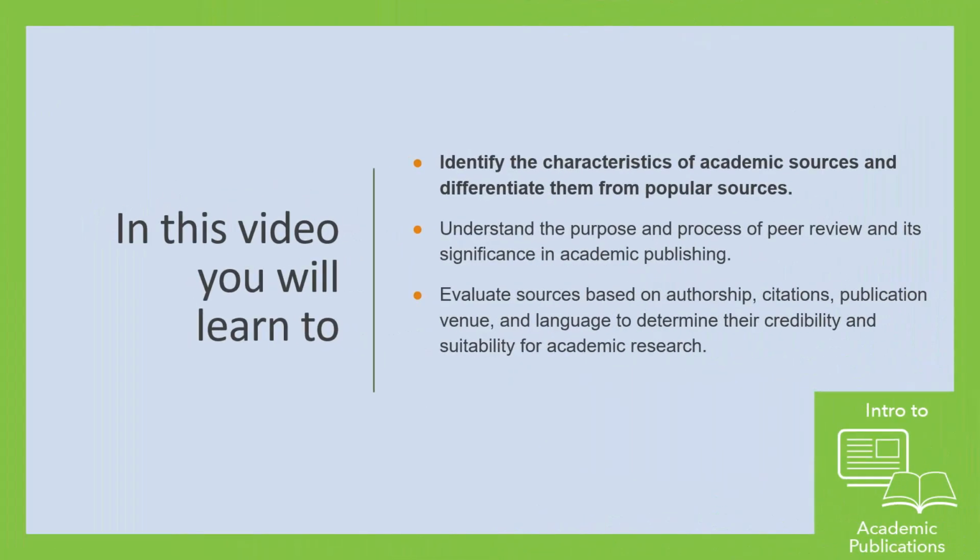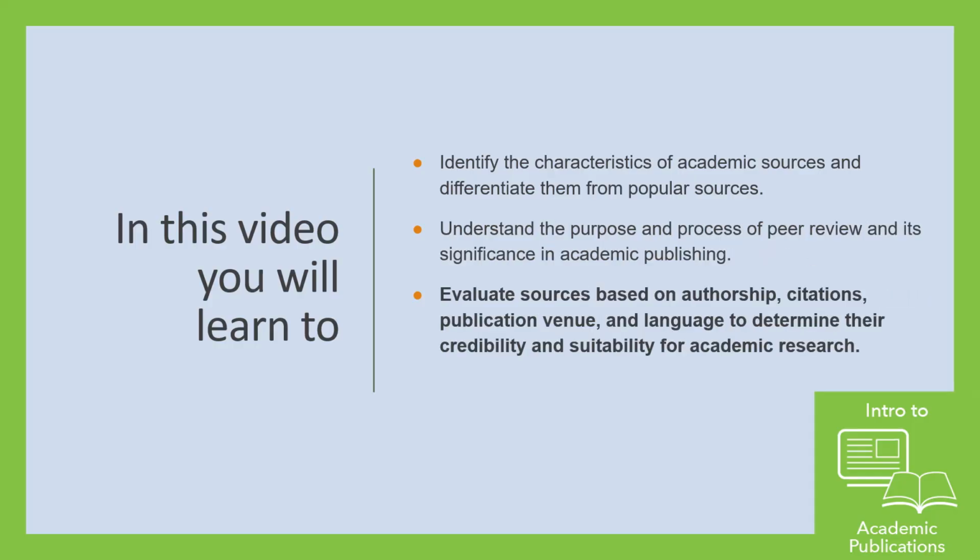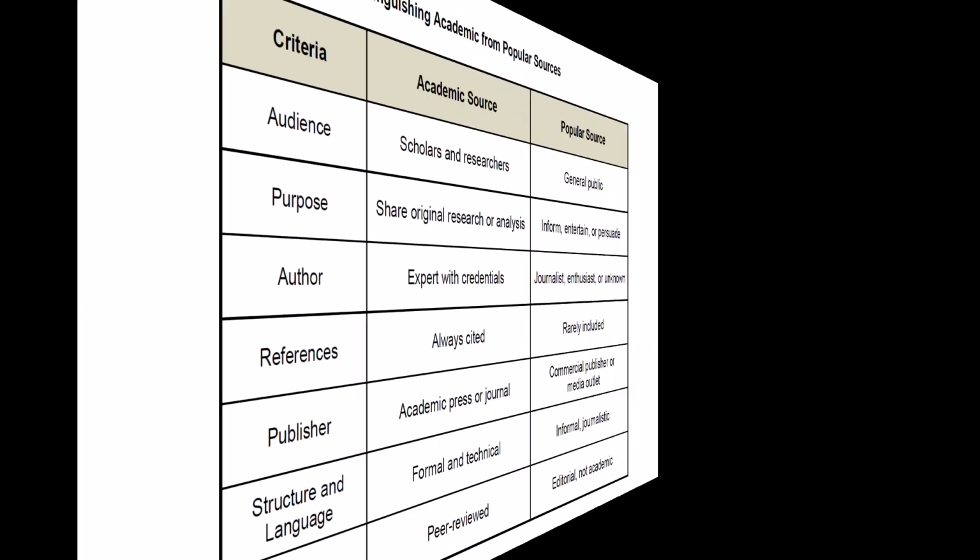In this video, you will learn to identify the characteristics of academic sources and differentiate them from popular sources, understand the purpose and process of peer review and its significance in academic publishing, and evaluate sources based on authorship, citations, publication venue, and language to determine their credibility and suitability for academic research.